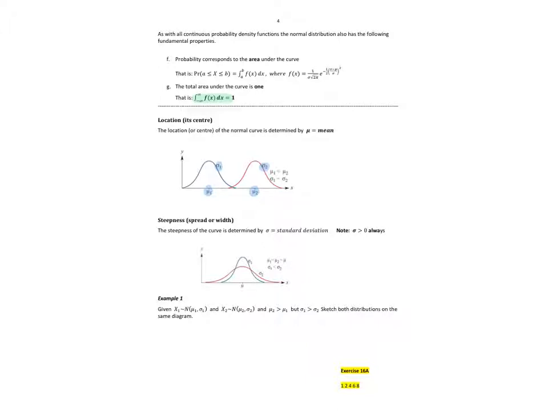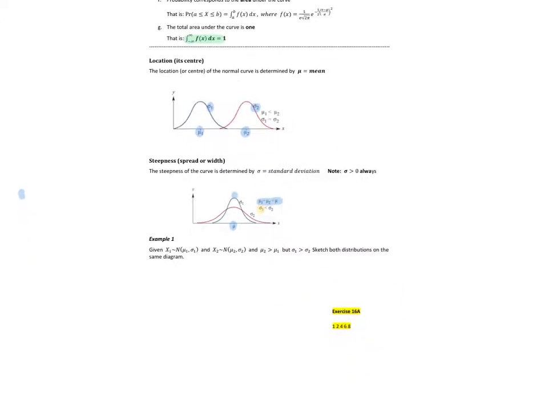As opposed to, in the second one here, the center of both graphs is the same, so the means are equal. However, the blue one there is more narrow, it's got a higher peak. So because it's more narrow, it means it's more condensed, so the standard deviation is smaller. And you can see that there. Sigma 1 is smaller than sigma 2.